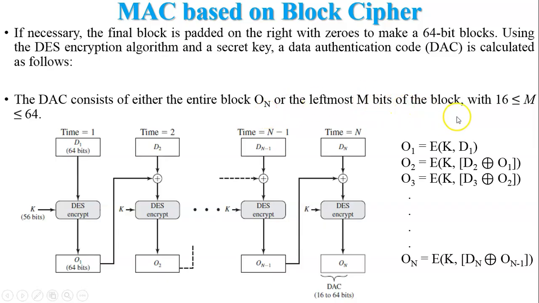So the DAC, the data authentication code, consists of either the entire block ON or the leftmost M bits of the block, with 16 less than or equal to M less than or equal to 64. So we can consider the whole block as the data authentication code, or it may be a size M with 16 less than or equal to M less than or equal to 64.